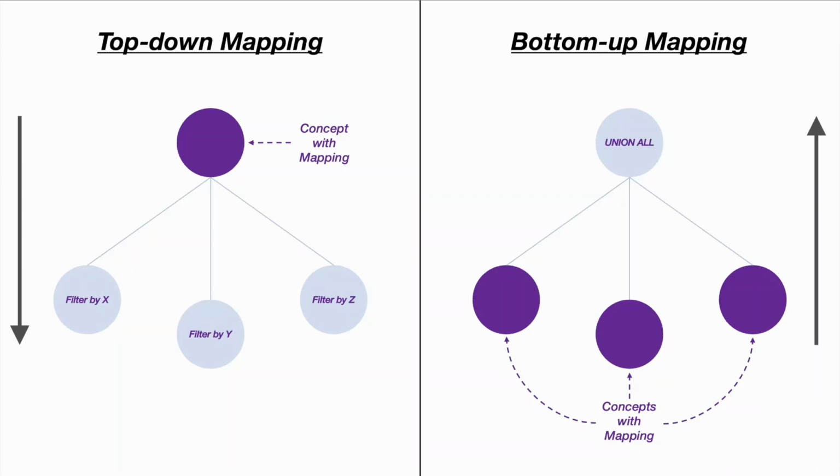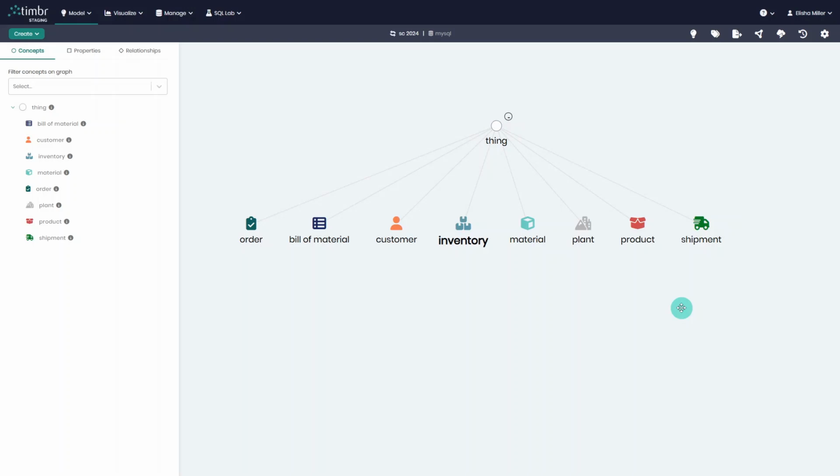In this video, we'll dive into another powerful feature, creating subconcepts from properties. This method allows you to automatically create child concepts based on specific property values of the parent concept, making it easier to structure your data model while maintaining inheritance.